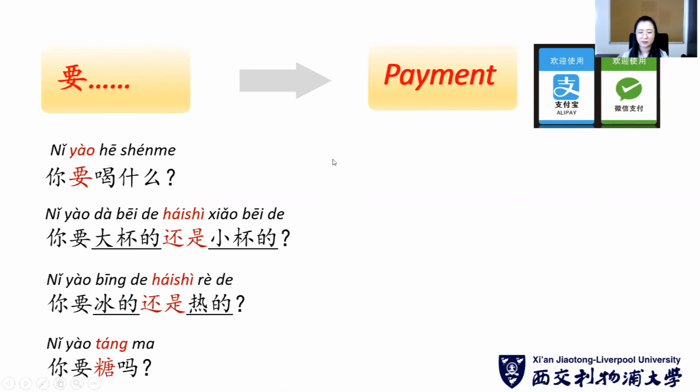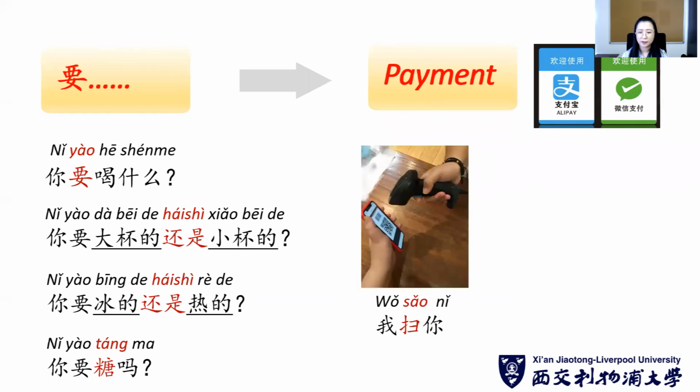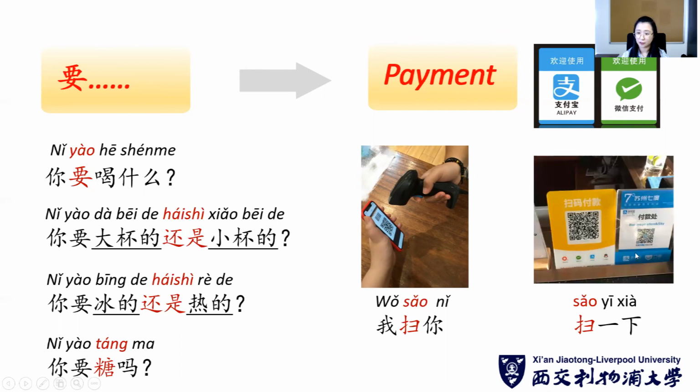If you hear the sentence 我扫你 from the seller, just prepare your QR code like this. And if you hear 扫一下, then open your camera and scan the QR code. So till now, I'm 100% sure you can order drinks in Chinese.